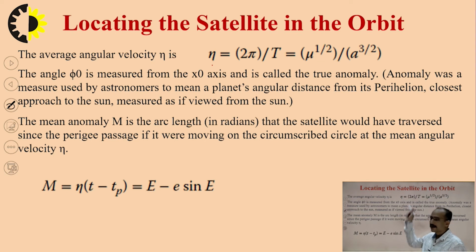Okay, and 2 pi is coming from that orbit part, the circumference part. So the angle phi naught is measured from the x0 axis and is called the true anomaly, as I told you earlier. Anomaly was a measure used by astronomers to mean a planet's angular distance from its perihelion, its closest approach to the sun, measured as viewed from the sun. And again, the mean anomaly M is the arc length that the satellite would have transferred since the perigee passes.